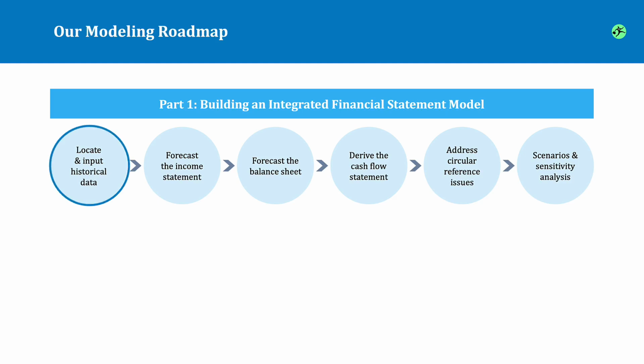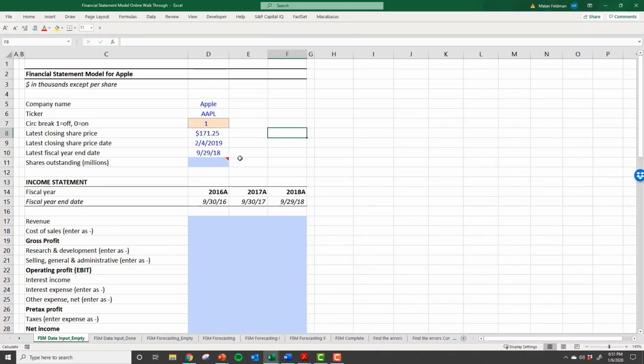First is input historical data, and that is really about going to the Apple 10K, right? The Apple press release. The historical results is actually the easiest part. It's identifying what's already happened. And let me put up the model that we're going to start building. This is a little bit of a preview of coming attractions.